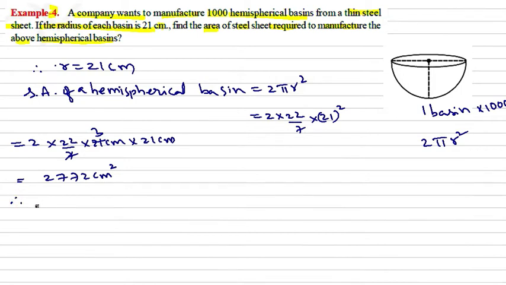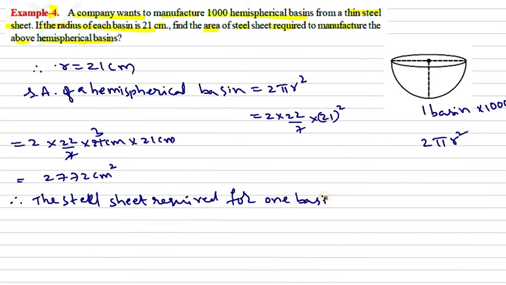Therefore, the steel sheet required for one basin is equal to 2772 centimeter square.